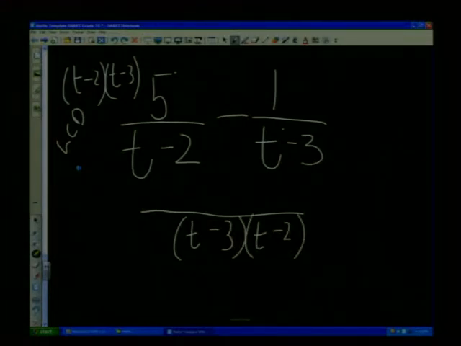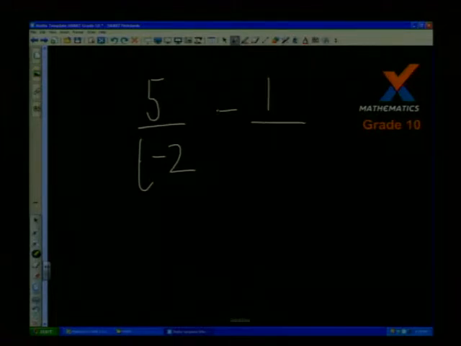Now I'm going to look at this first term, and I'm going to say to myself, okay, well my first term has now disappeared, so please come back, first term. I'm going to write it up again. I'm not having a very good day with the technology today. So there's the 5 over t minus 2, minus 1 over t minus 3.